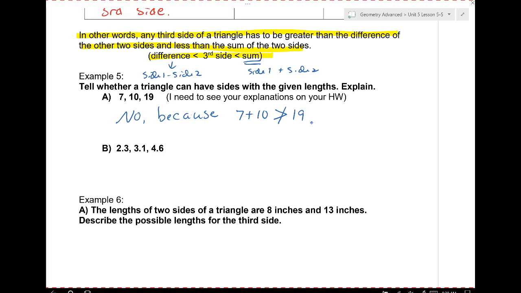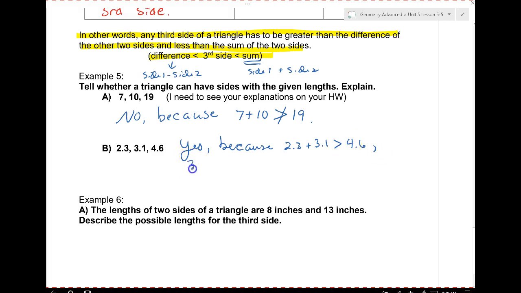Would those 3 line segments, oh joy, decimals, 2.3, 3.1, 4.6, make a triangle? In your head, did you quickly add them together? Is that basically what you have to show me for your explanation? So you're just going to say yes because, and then show it to me really quick. Yes, because 2.3 plus 3.1 is greater than 4.6.